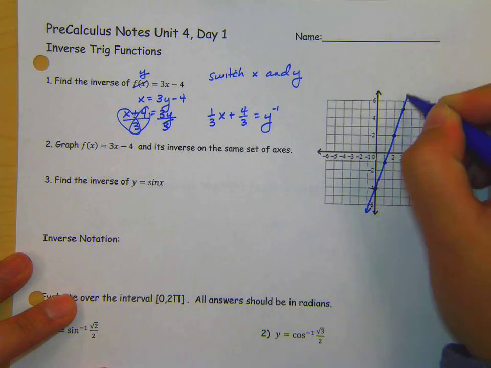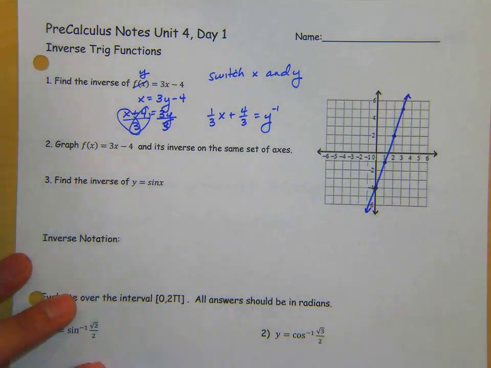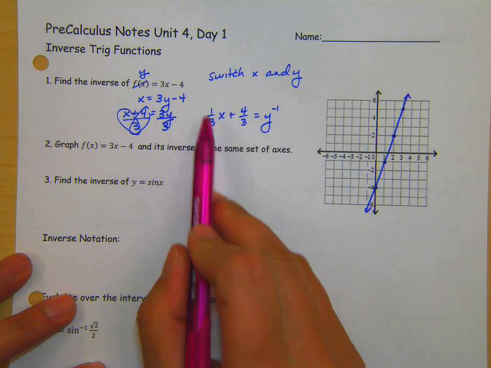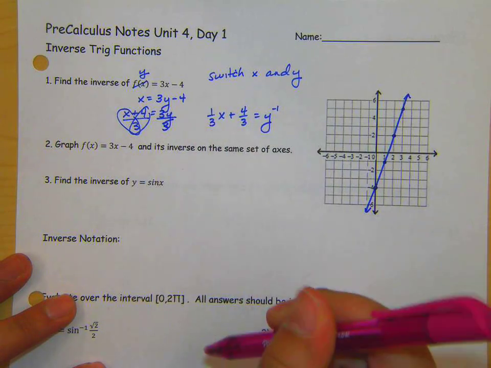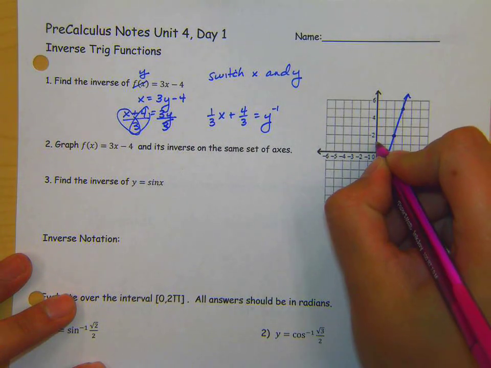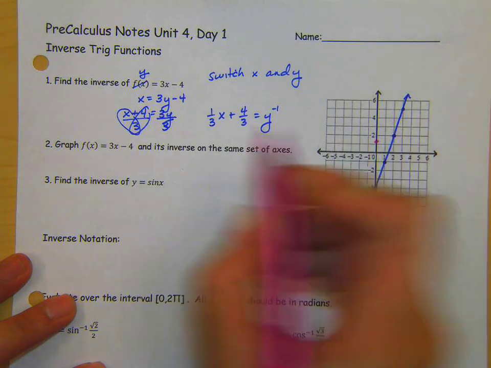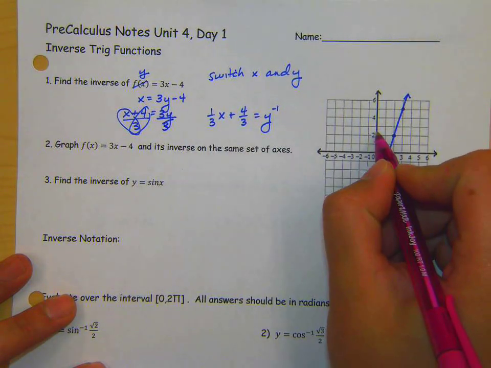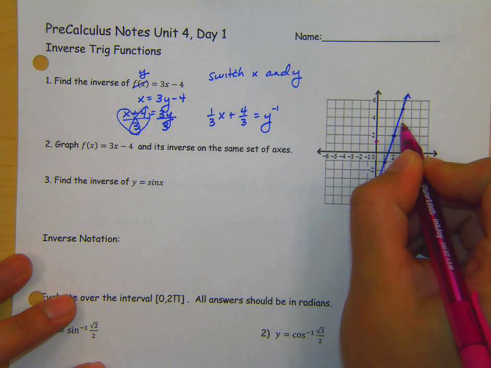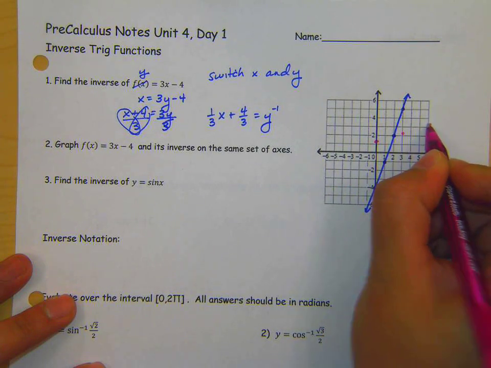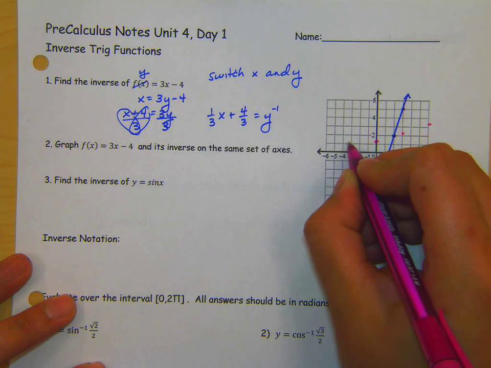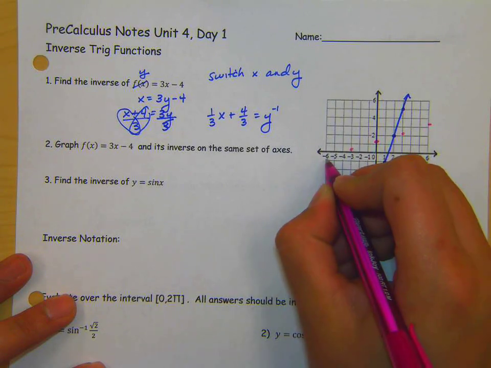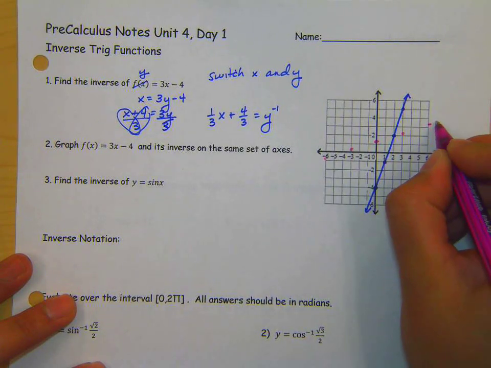Okay, so there's that. Then the inverse is what we just found, 1/3 x plus 4/3. So 4/3 is going to be right here, and your slope is now up 1 over 3. Up 1 over 3. Up 1 over 3. And if you want to continue it on over here, you can do that as well. Cross right there.